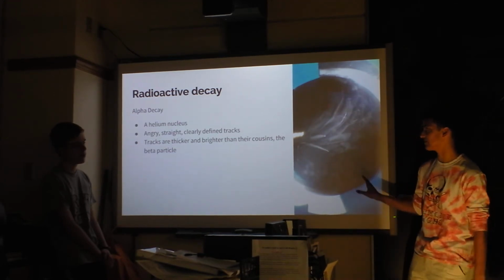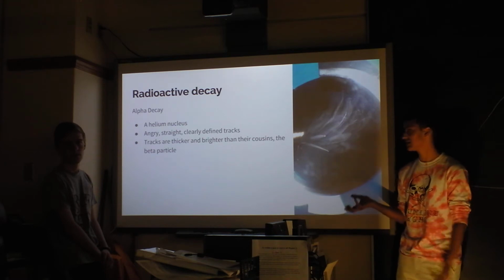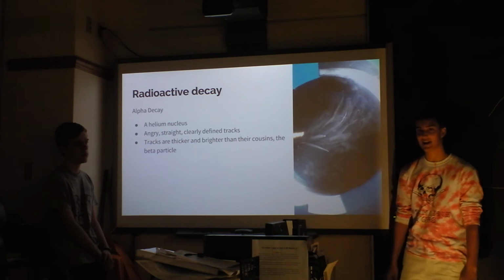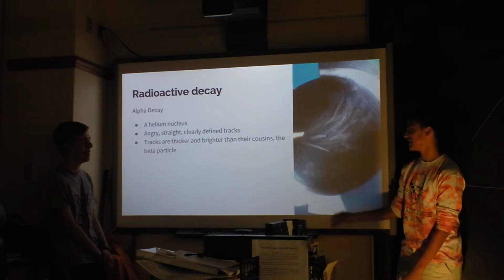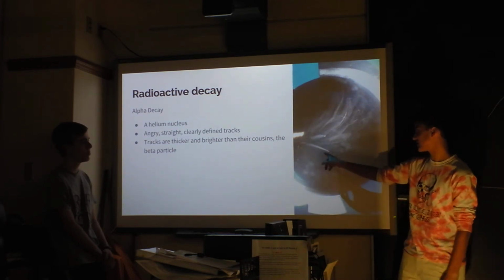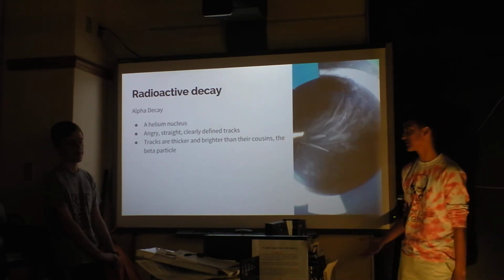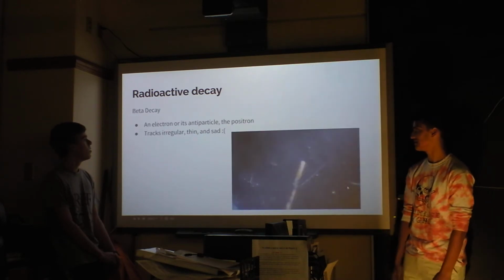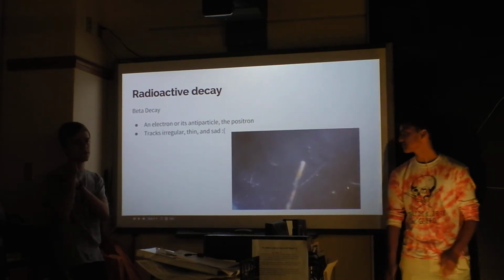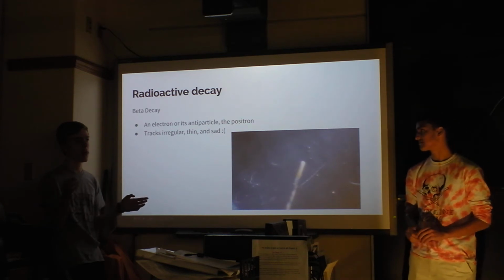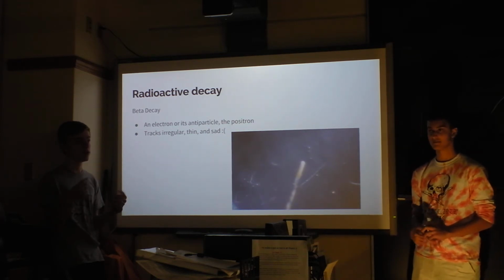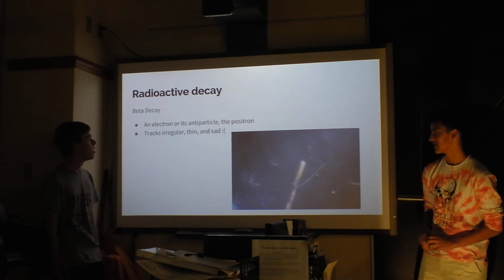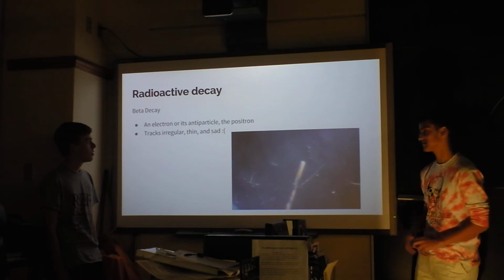In this one we have alpha decay, which is essentially a helium nucleus being launched out of this source. They're very angry, I think, at least. They produce these very straight, bright, clearly defined tracks. They're really easy to see, actually. Unfortunately, the beta particles are not. It's because the beta particle is just a little electron, whereas the helium nucleus is made up of 2 protons and 2 neutrons. It's a lot bigger, so I'm guessing that's why it's easier to see. Really regular, thin, and a sad frowny face.